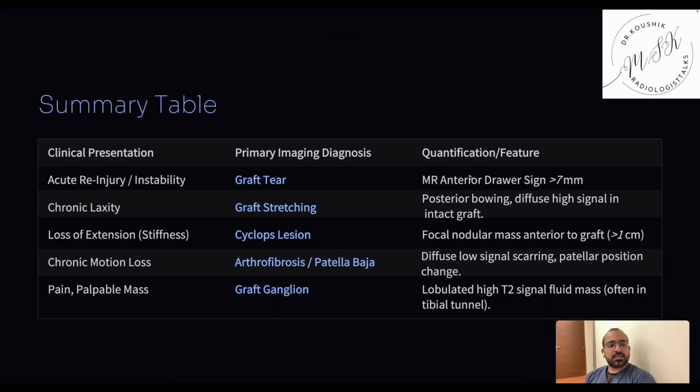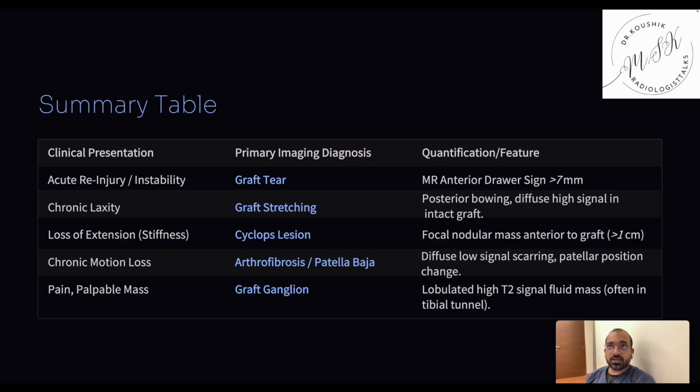One more table I want to show is a summary table. If there is an instability or acute re-injury, what is my primary diagnosis? A graft tear. How do you quantify? The feature is a positive MR anterior drawer sign, which is more than 7 mm. If you have chronic laxity, that is graft stretching. What happens in chronic graft stretching? There will be posterior bowing of the ACL graft and diffuse increased signal intensity with an intact graft. That is in the case of chronic laxity.